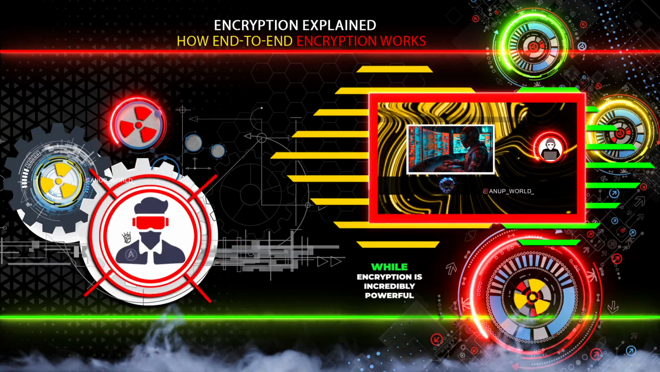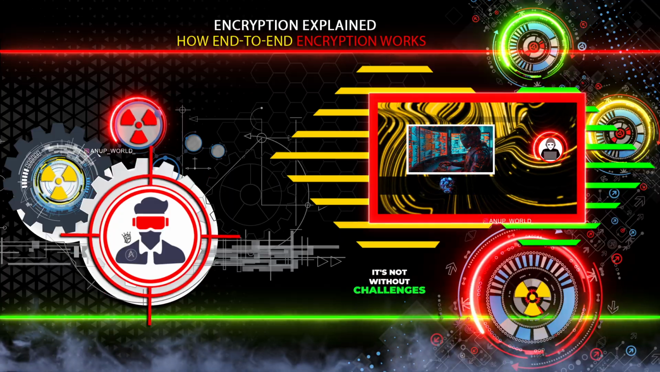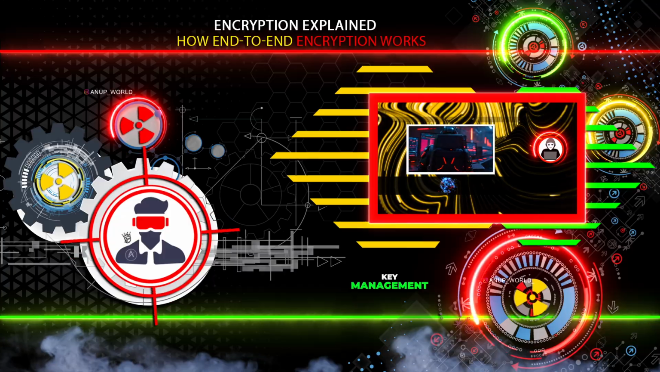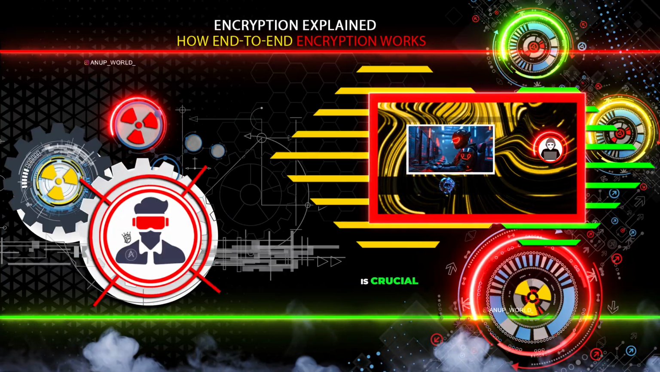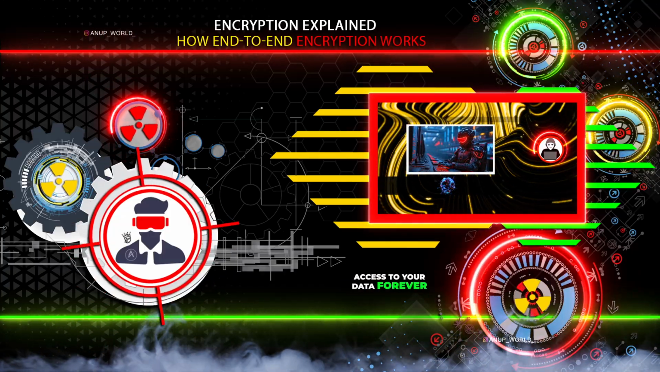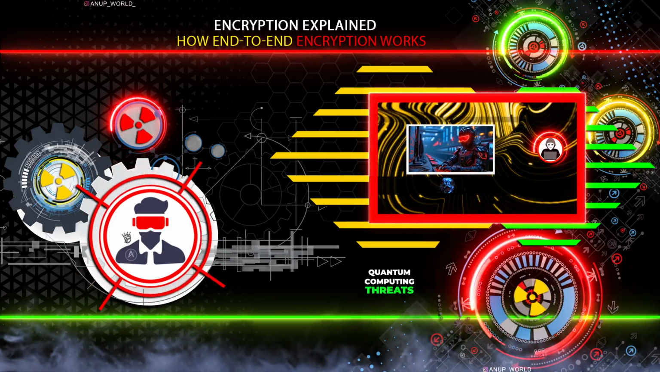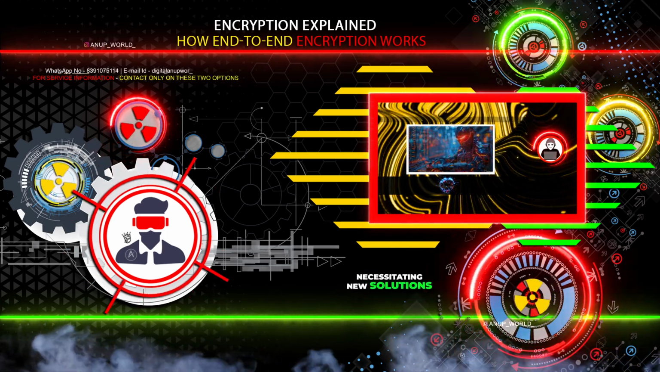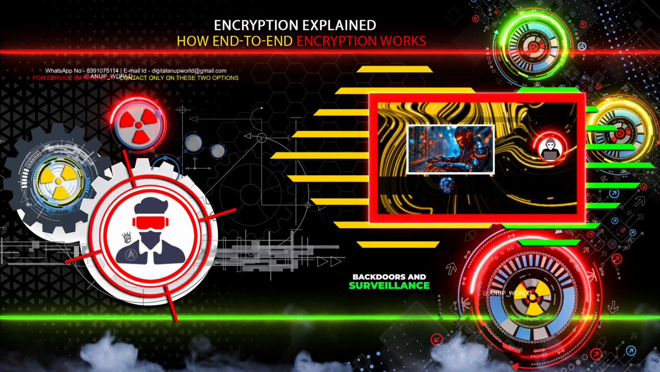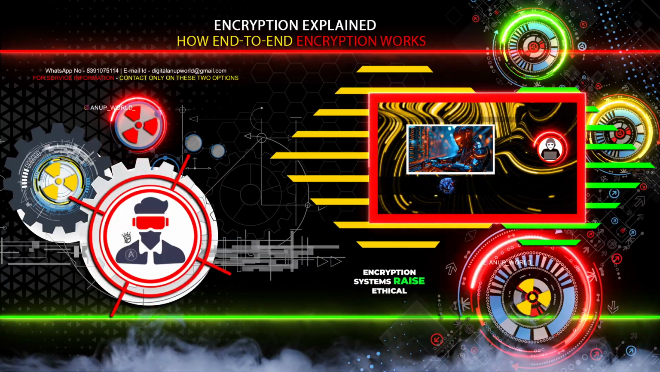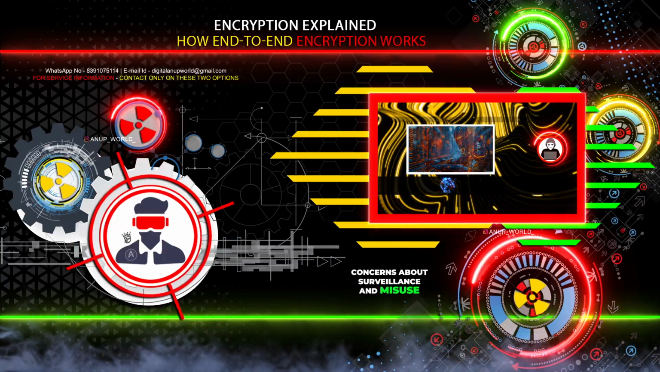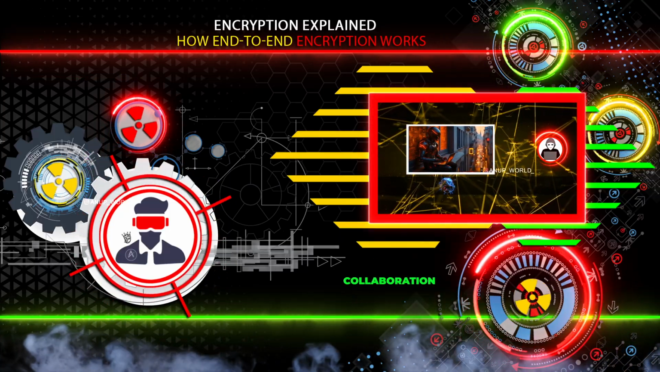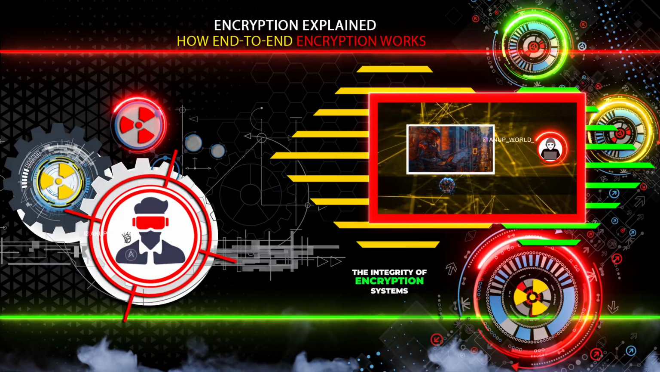Challenges and limitations. While encryption is incredibly powerful, it's not without challenges. Understanding its limitations helps us address potential risks. Key management. Managing cryptographic keys securely is crucial. Losing them means losing access to your data forever. Quantum computing threats. Emerging technologies like quantum computing could render some encryption algorithms obsolete, necessitating new solutions. Backdoors and surveillance. Requests for backdoors in encryption systems raise ethical concerns about surveillance and misuse. Balancing strength and accessibility. Overcoming these challenges requires innovation, collaboration, and vigilance to maintain the integrity of encryption systems.